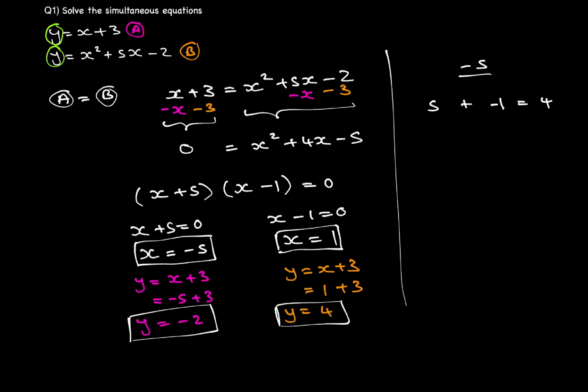And again, all you got to do is clearly state x is equal to negative 5, then y is going to equal negative 2, or when x is equal to 1, y is going to equal 4. And you can just leave that as your answer.